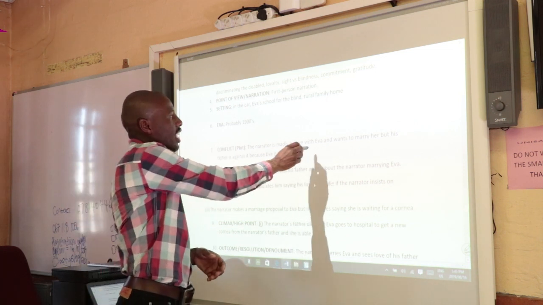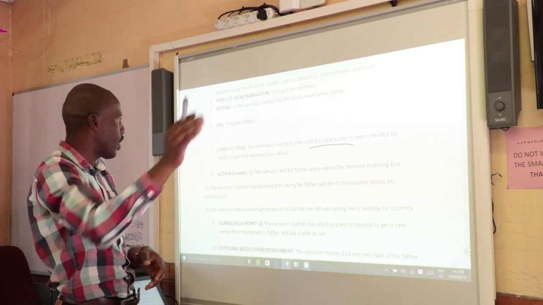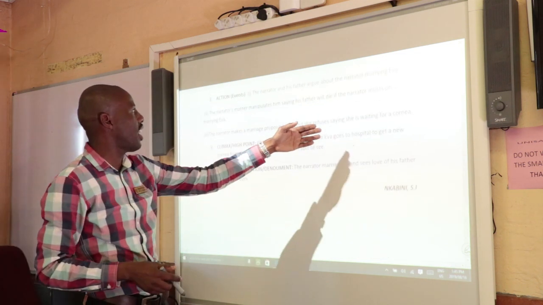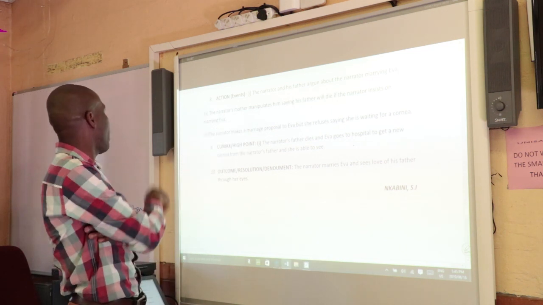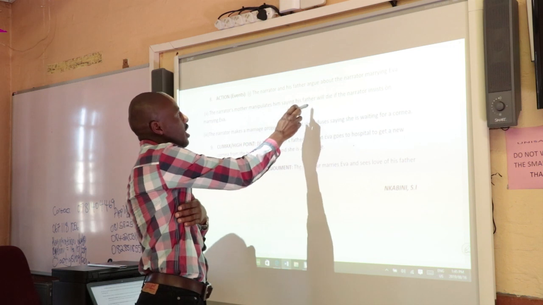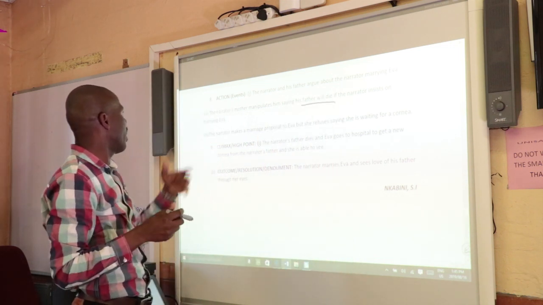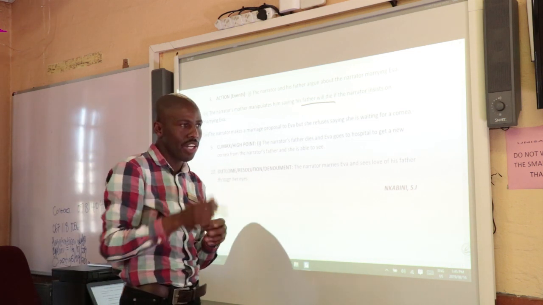Conflict: the narrator is madly in love with Eva and wants to marry her, but his father is adamant that "you are not going to marry her because she is blind." What happened first? The narrator and his father argue about marrying Eva. The narrator's mother manipulates him, saying, "Your father is ill and he will die if you insist on marrying her." The narrator makes a marriage proposal to Eva, but she refuses it.